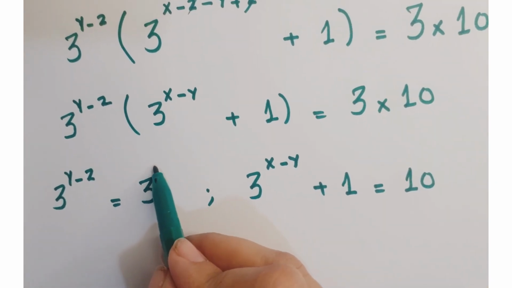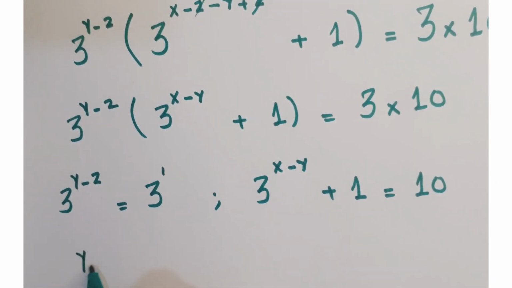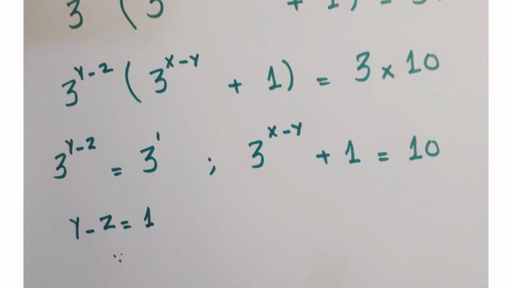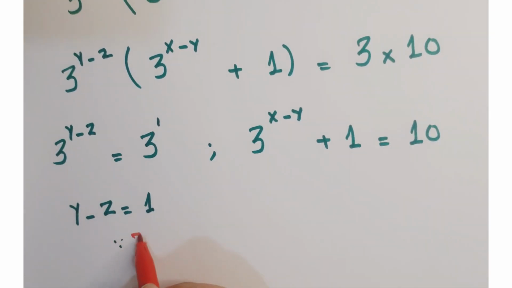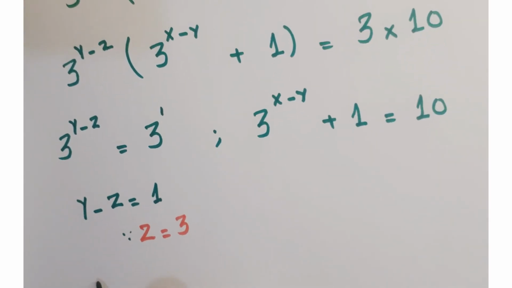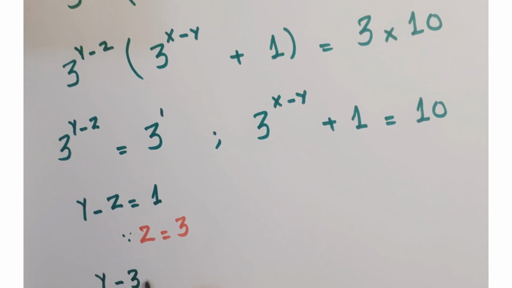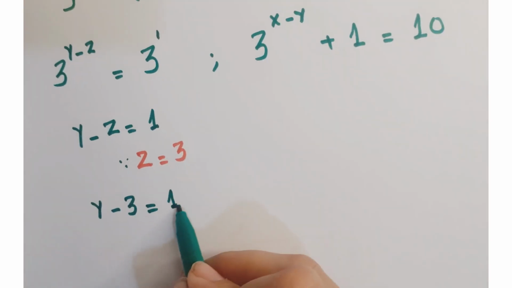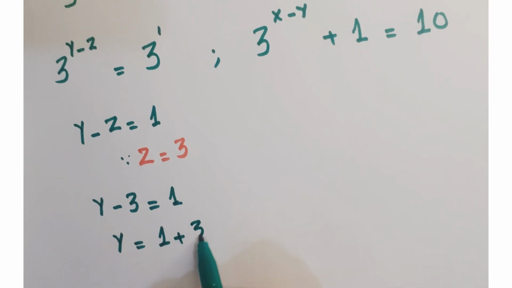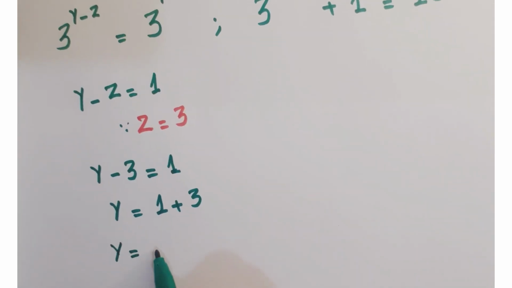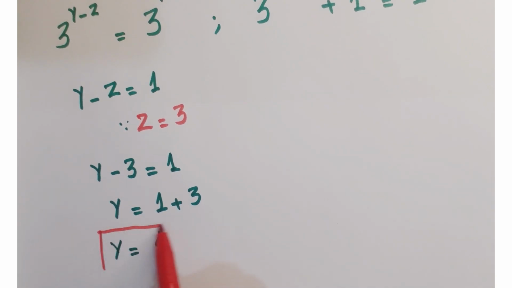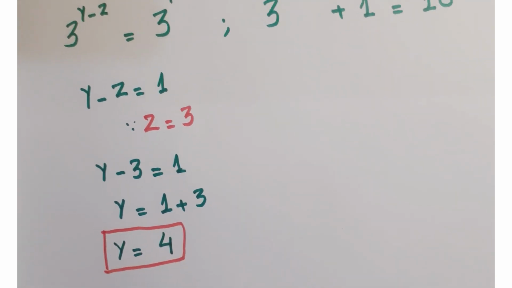So we don't have any power here, so this is the power 1, y minus z is equal to 1. Now as we evaluated earlier, z has a value 3. Putting this value in this equation, y minus 3 is equal to 1. Just move this 3 to the right hand side, so we have 1 plus 3, or y is equal to 4. So this is our second value, right?